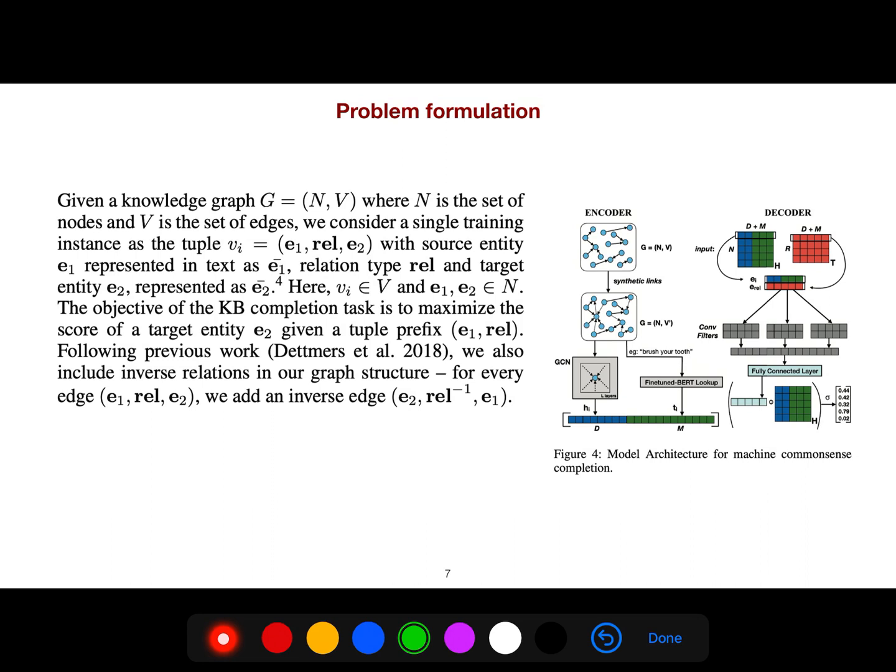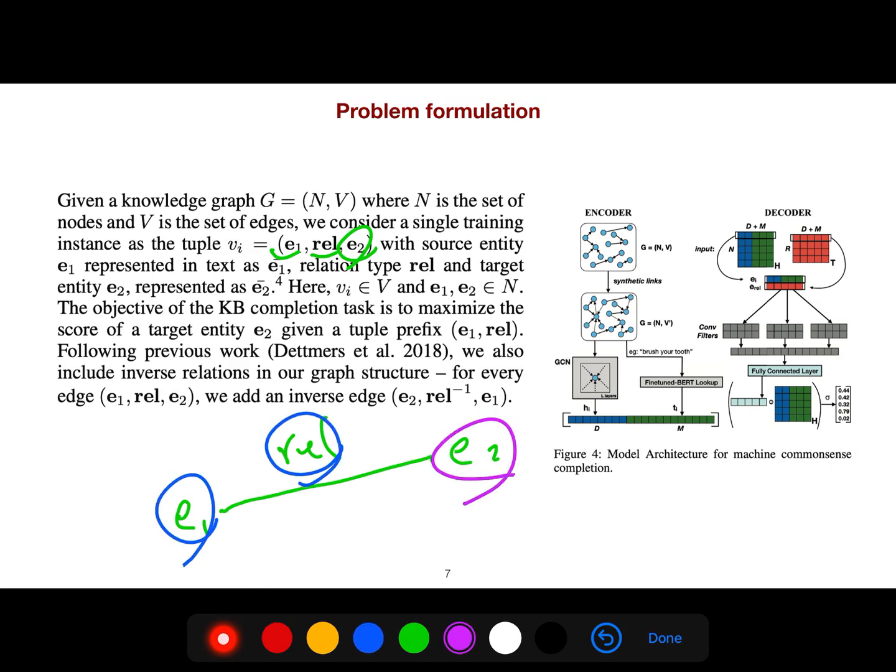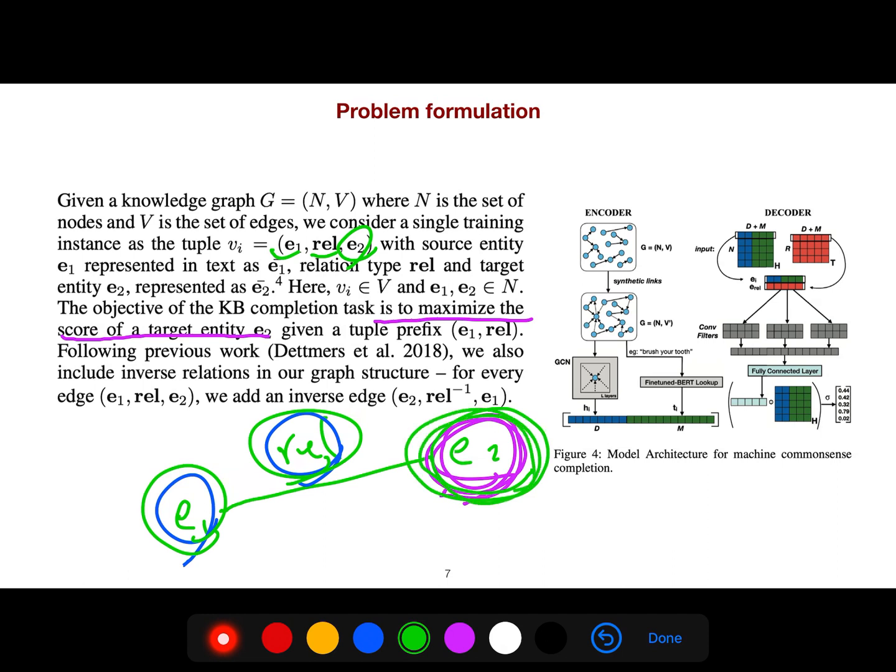So given a knowledge graph where N is the set of nodes and V is the set of edges, from one entity and a relation, we want to predict the second entity, because we go from one entity to another entity via a relation. Given that we have these, how can we predict the second entity? We need these probabilities. The objective of the knowledge base completion task is to maximize the score of a target entity, given your E1 and relation, as I said.